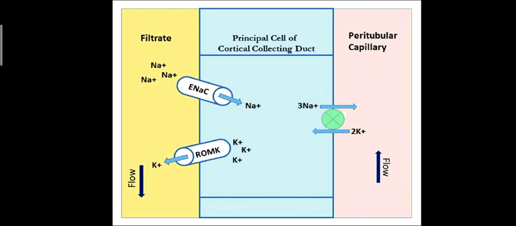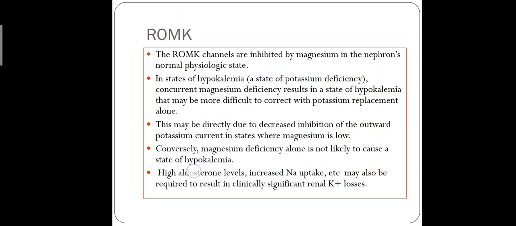In the principal cells of the cortical collecting duct, on the apical membrane, there is the ROMK channel which helps in potassium secretion, and the ENaC channel which absorbs sodium. And the ROMK channels are inhibited by magnesium in the nephron in the normal physiologic state.